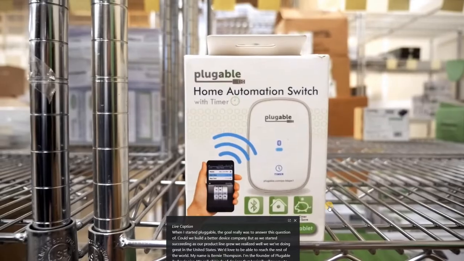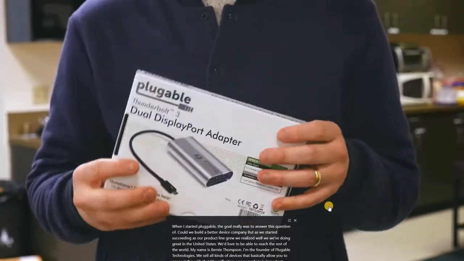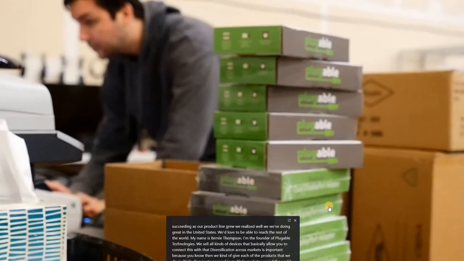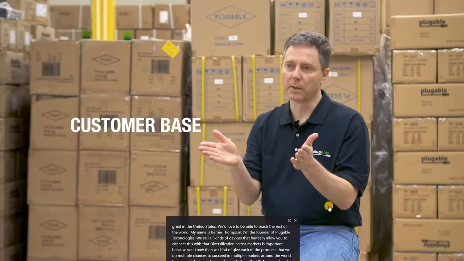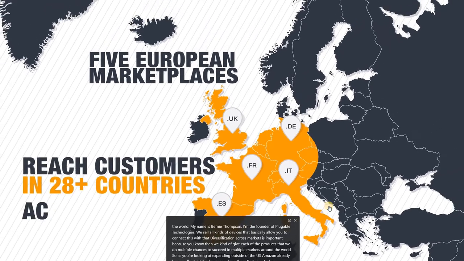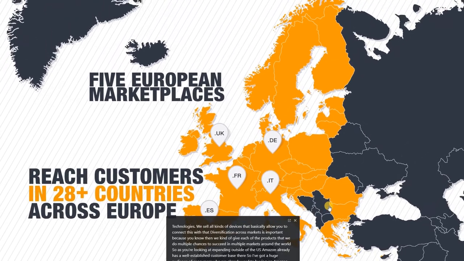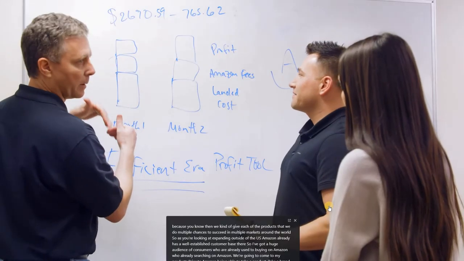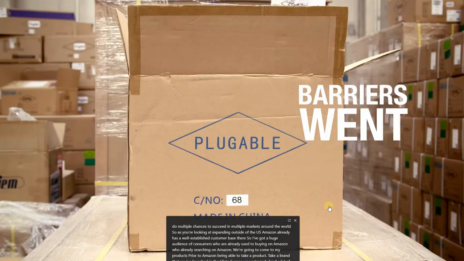Diversification across markets is important because then we give each of the products that we do multiple chances to succeed in multiple markets around the world. So as you're looking at expanding outside of the US, Amazon already has a well-established customer base there. So I've got a huge audience of consumers who are already used to buying on Amazon, who are already searching on Amazon, who are going to come to my products. Prior to Amazon, being able to take a product, take a brand that you've launched in the US to Europe was extremely hard, a lot of barriers. As soon as Amazon launched in Europe, a lot of those barriers went down.